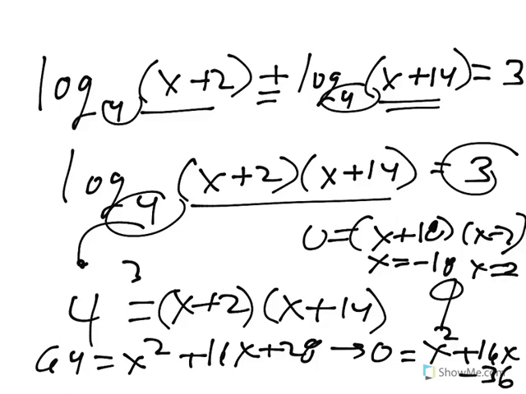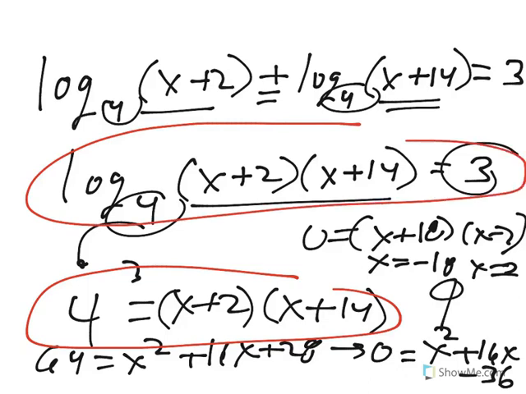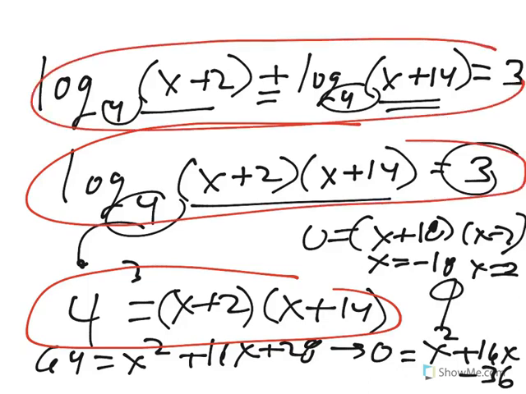However, yes, negative 18 and 2 might make this equation true, but it doesn't necessarily make this equation true or this one. So what I'm getting is that we might need to reject one or both of these answers, and the way you tell which one to reject is you check to see if any of these answers, negative 18 and 2, make any of these things in the parentheses negative.